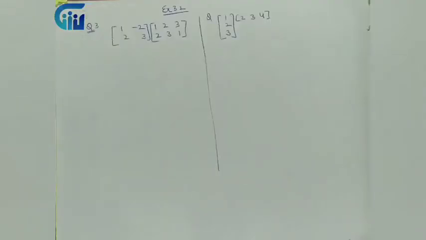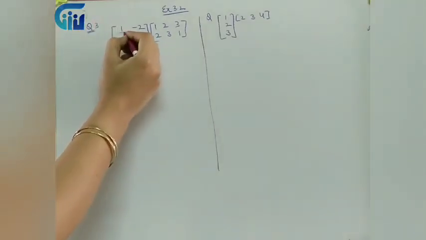Let's see some more examples. This is question number 3 of exercise 3.2. Questions 1 and 2 are based on addition and subtraction, which everybody can try. So what is this particular question? What we have to do? We have to multiply these two matrices.